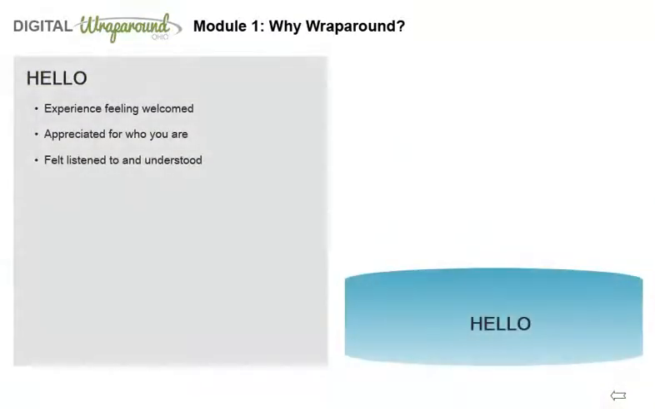Hello. Initially in wraparound, ideally the family experiences feeling welcome, which sets the stage for building a longer-term partnership with the family. This experience of hello is feeling appreciated for who you are and greeted with respect and feeling included. Persons practicing the model are to listen and seek to understand the family and their concerns and to provide comfort and respect for the urgency of their situation. The practitioner seeks to understand what happened to the family, what it means to them, so they can ensure the right help will occur.